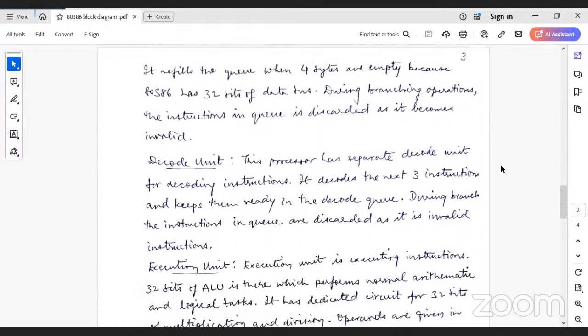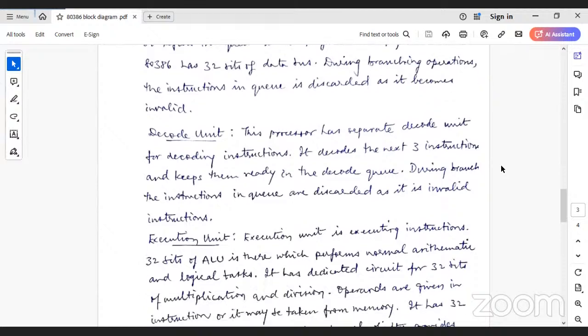So your decode unit, as you have just seen in the block diagram, has a separate decode unit for decoding the instructions. It decodes the next 3 instructions and keeps them ready in your decode queue. Again, during a branching instruction, the instructions in the queue will be discarded as they become invalid. So in the prefetcher as well as in the decode unit, in both places, if branching takes place, the next instructions will become invalid.